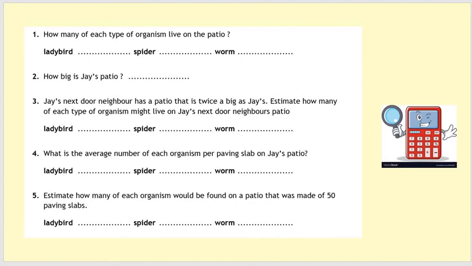Question 4, what is the average number per paving slab? That's a mean. Remember, you're going to add it all up and divide by how many slabs there are. I'm not telling you how to do that. I'm sure you can do it. Number 5, estimate how many of each organism would be found on a patio made of 50 slabs.